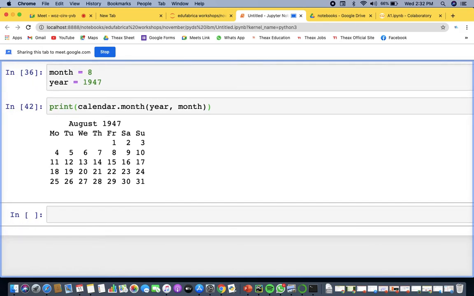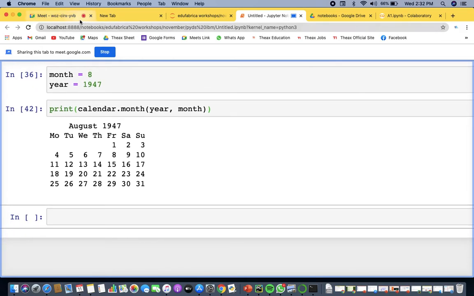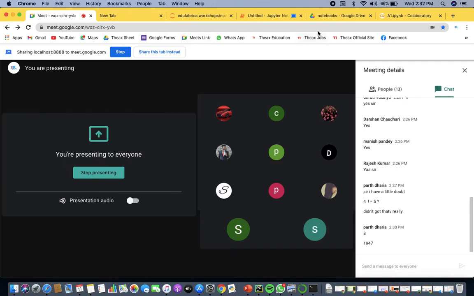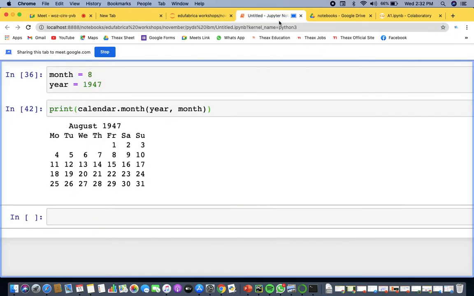So, sorry, that has to be year first and then the month, right? So you can see the calendar of August 1947 in front of you, and you can find the 15th date over there, that comes on the Friday. You can use the weekday or any other function of this module, because there are a lot of functions to go through, right?